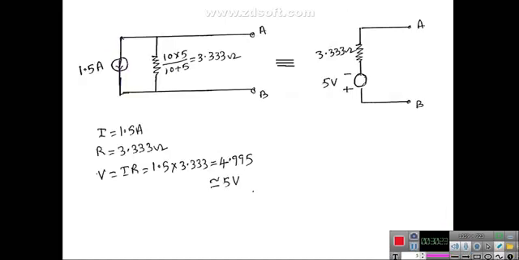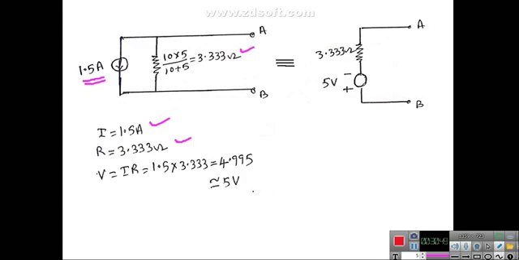Okay, now I have replaced those two current sources by a single one. The magnitude of the current is 1.5 ampere. The equivalent resistance is 10 into 5 divided by 10 plus 5, which is equal to 3.33 ohm. Then now I is equal to 1.5 and R is equal to 3.33, and now we are asked to calculate a single voltage source in series with the resistance.